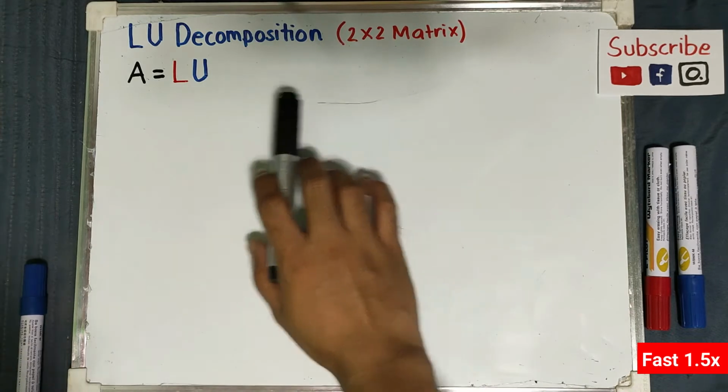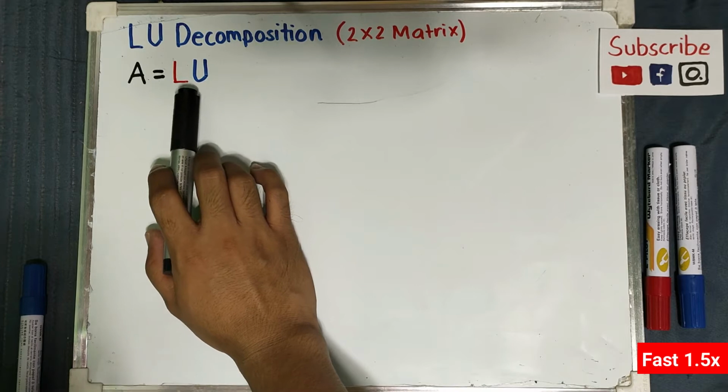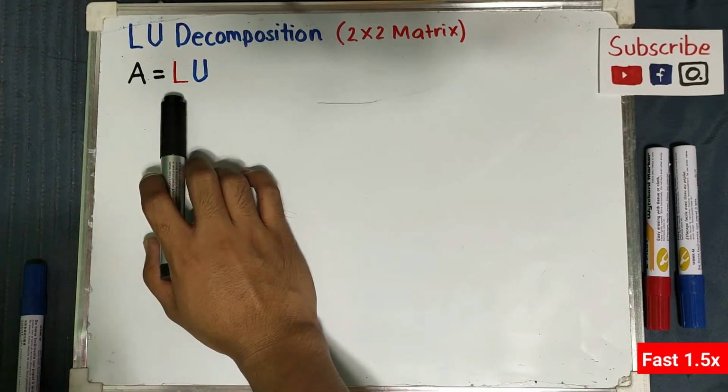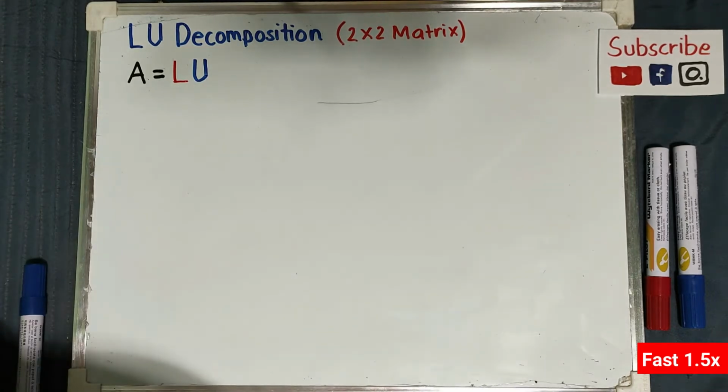Alright? So basically this is the formula. Matrix A equals L times U. L is our lower triangular matrix times the upper triangular matrix. We have the steps to solve this, right?